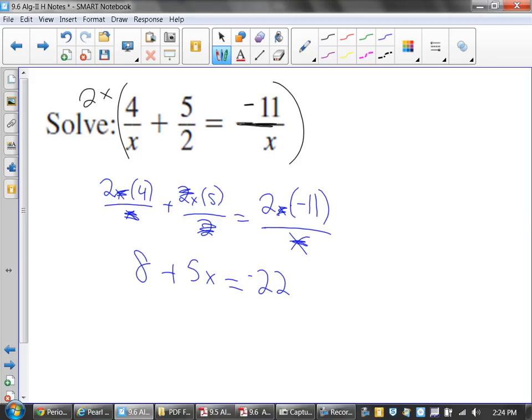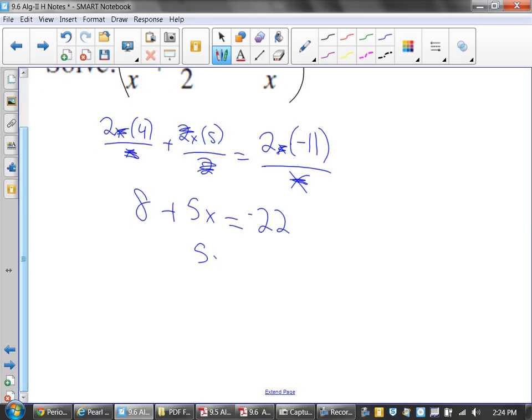It's negative 6. Subtract the 8. You get x is negative 6.